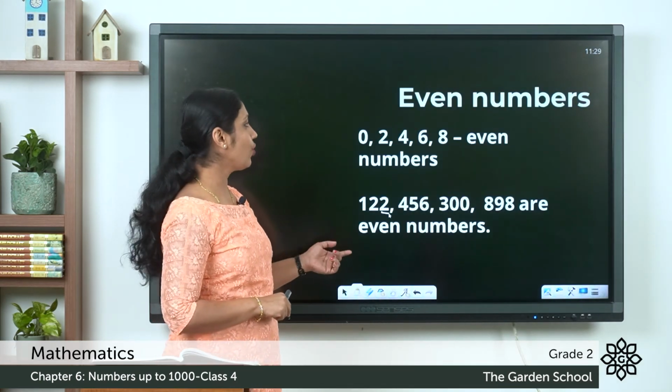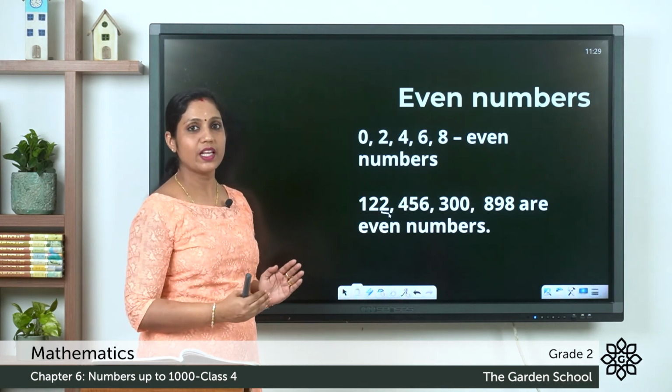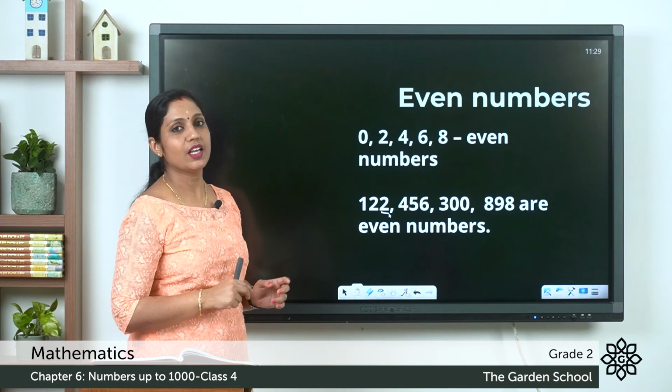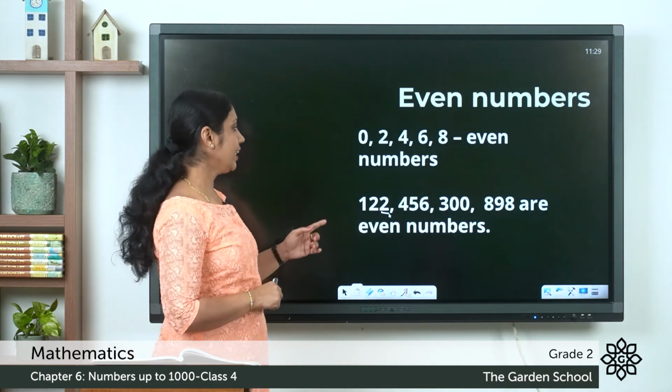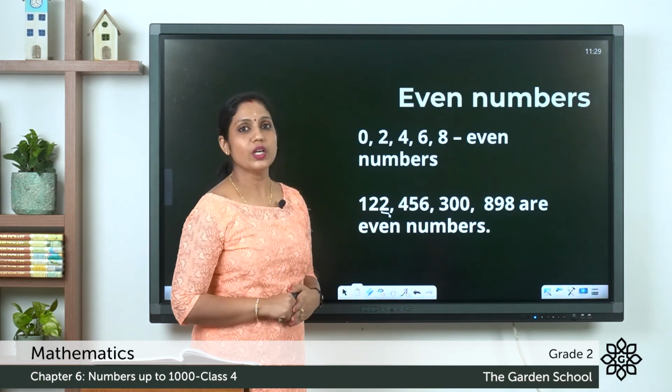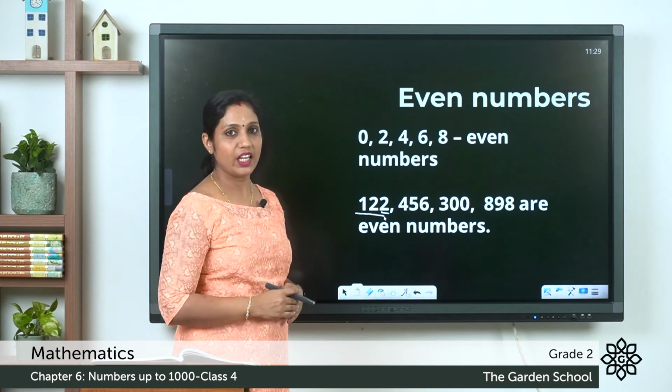0, 2, 4, 6, 8. These numbers, when they come in the ones place, we can say that the number is an even number. So look at the number 122. In the number 122, 2 comes in the ones place. So we can say the number 122 is an even number.